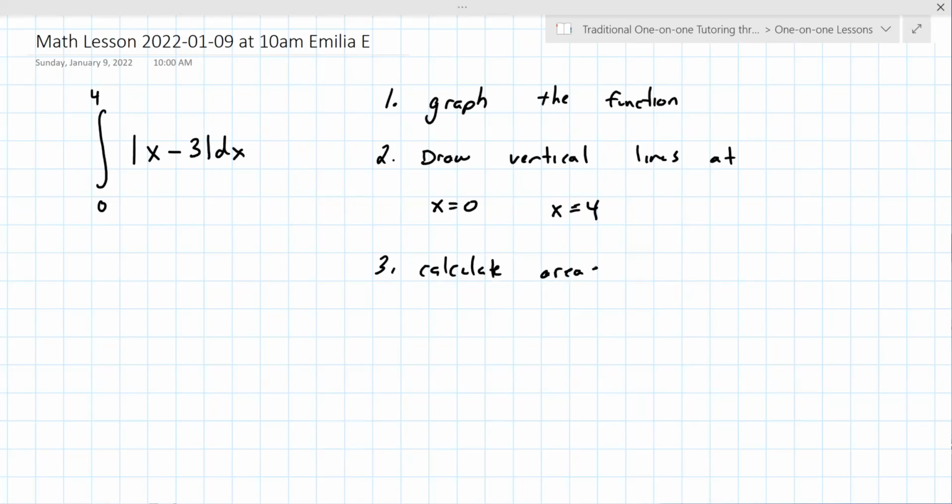areas using formulas from geometry for triangles, rectangles, squares, and such. Is that consistent with what you saw in class?